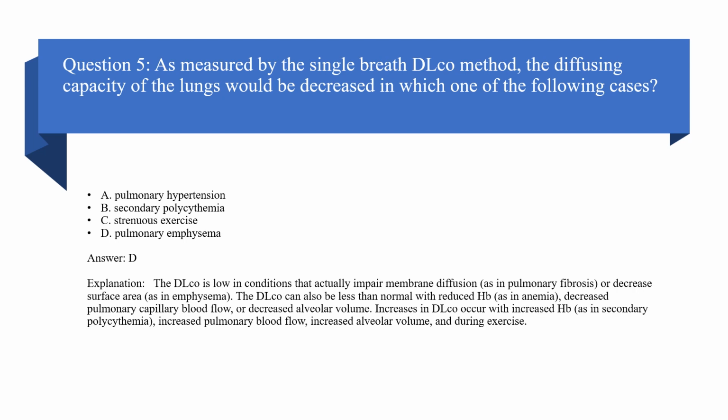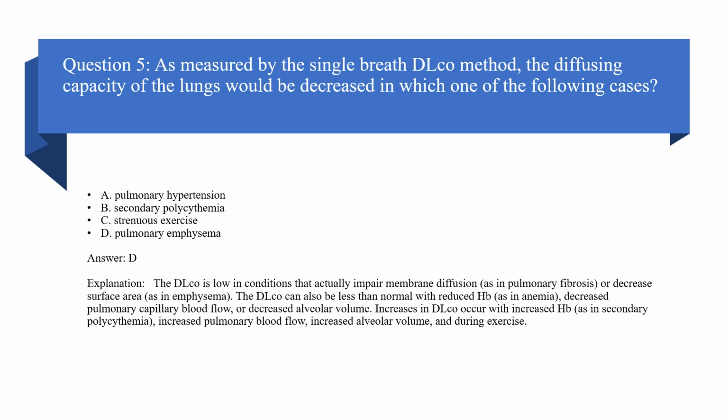DLCO is low in conditions that impair membrane diffusion, as in pulmonary fibrosis, or decrease surface area, as in emphysema. So one of the things that differentiate emphysema from chronic bronchitis is that emphysemics will have a more decreased diffusing capacity, or DLCO. In chronic bronchitis, the DLCO tends to be more often spared. The DLCO can also be less than normal with reduced hemoglobin, as with anemia. I think that there are fewer red blood cells for the carbon monoxide to adhere to. Also with decreased pulmonary capillary blood flow, such as you see with a PE, pulmonary embolism, or decreased alveolar volume.